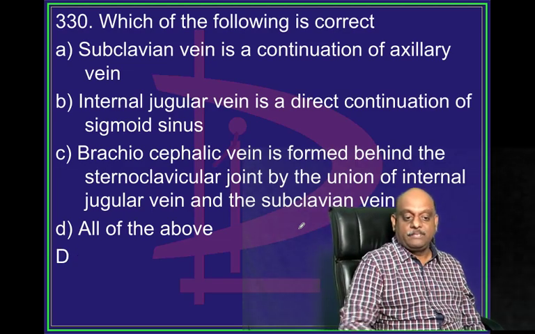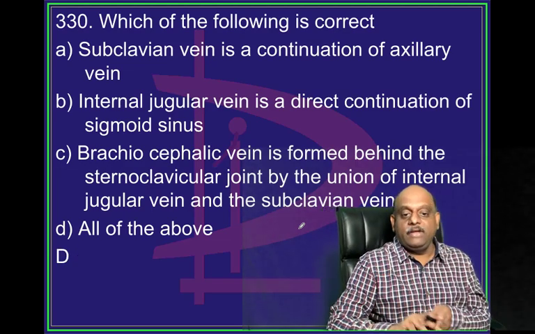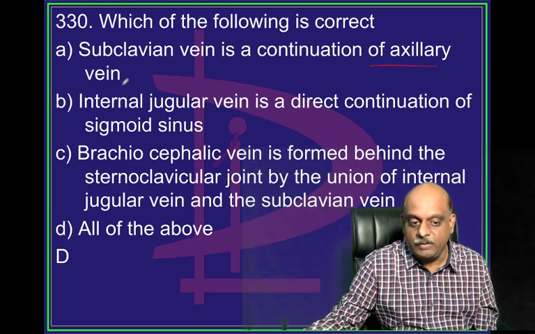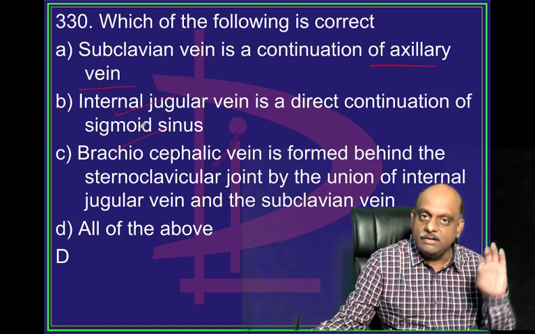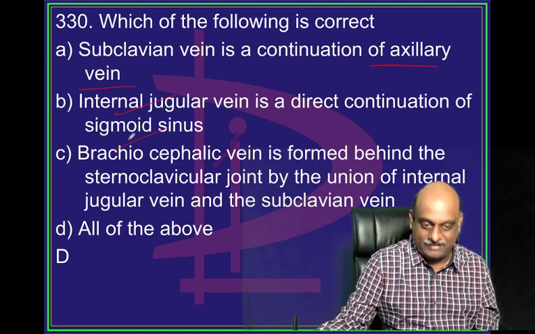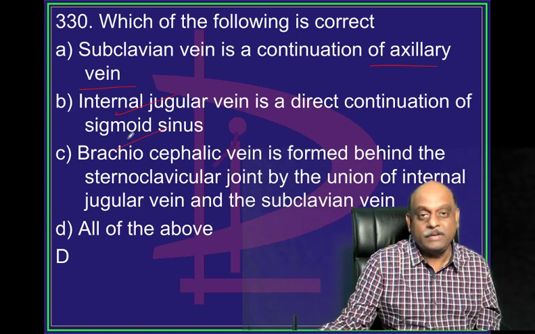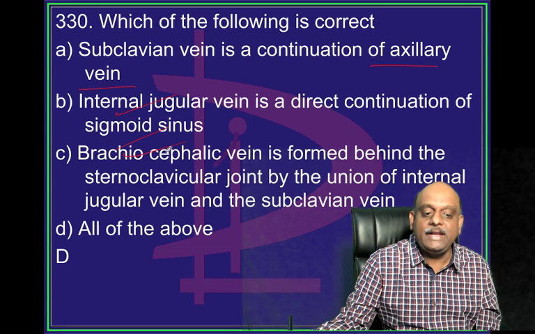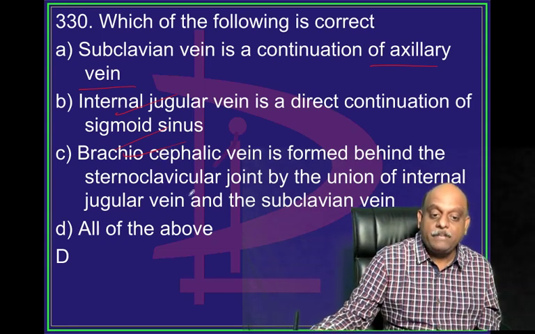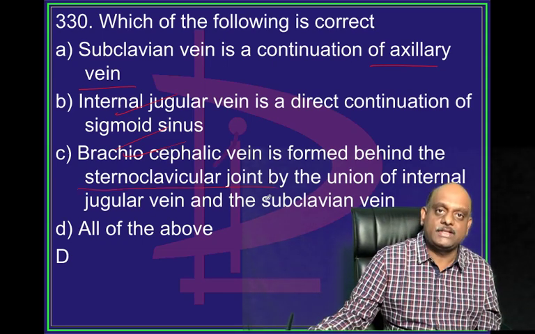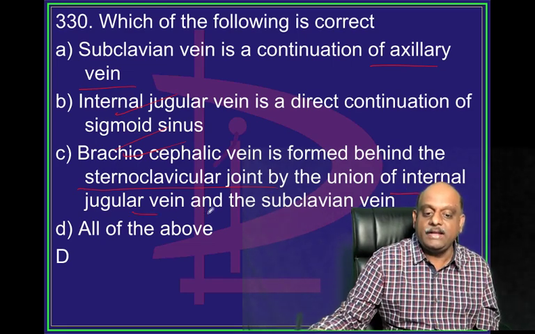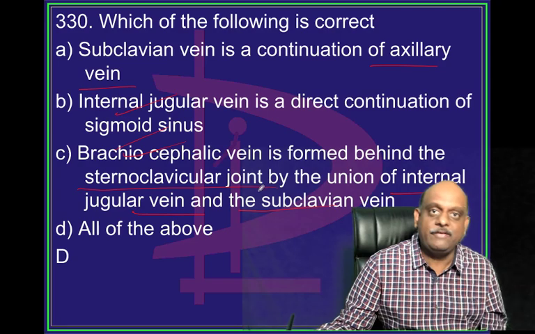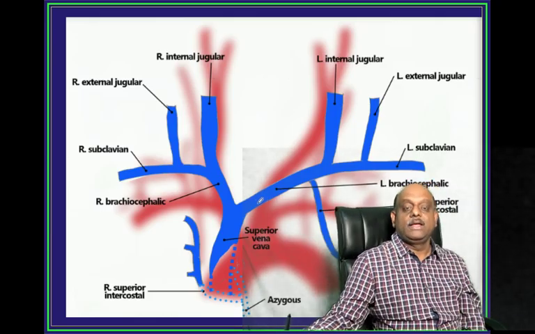Now doctor, subclavian vein is a continuation of axillary vein. You all agree with me? Internal jugular vein is a continuation of the sigmoid sinus. वो भी सही है. Brachiocephalic vein is formed behind the sternoclavicular joint, sternum and clavicle के पीछे, by the union of the internal jugular vein and the subclavian vein is what you need to remember.